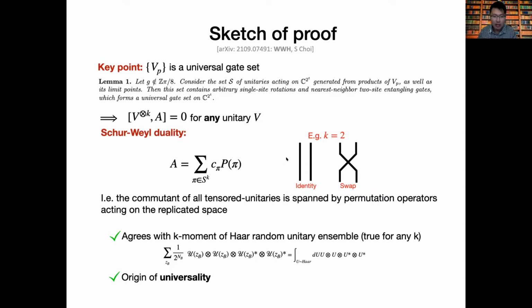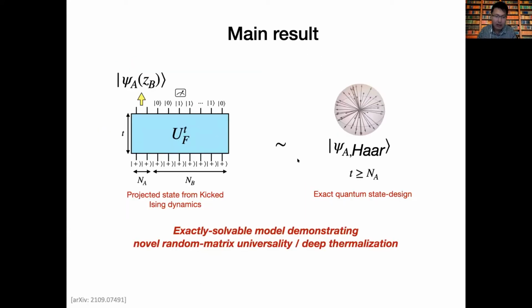Because I'm running out of time, let me just quickly state that, if that was too technical, the main result that you should take home is that for this model, we can exactly prove that the distribution of states on the projected ensemble is identical to the Haar random states. And this happens in finite time, which is a pretty remarkable thing.